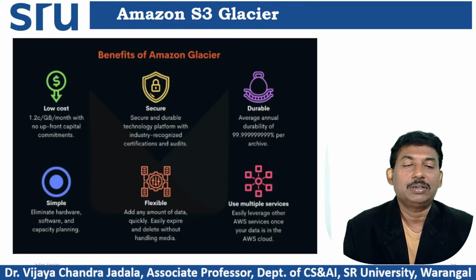Next is redundant storage. The data is automatically replicated at multiple geographical locations, that is availability zones or data centers within the AWS region. Even if there are hardware failures, natural disasters or unforeseen events, the data can be retrieved from the replicated copies which are stored at different data centers around the world.